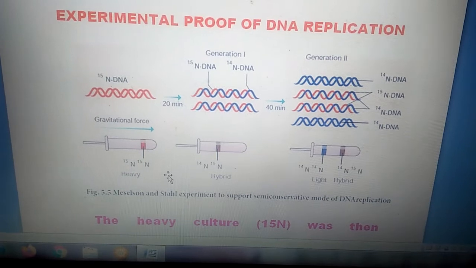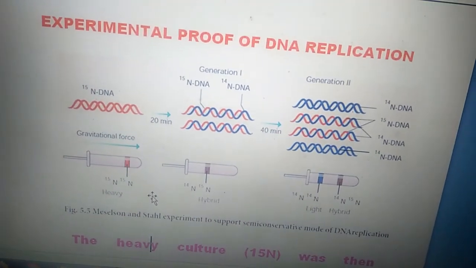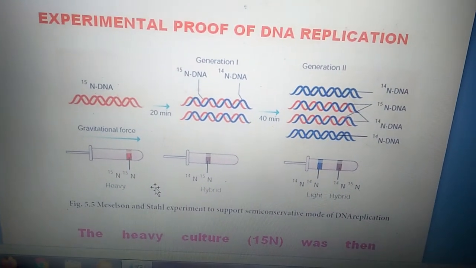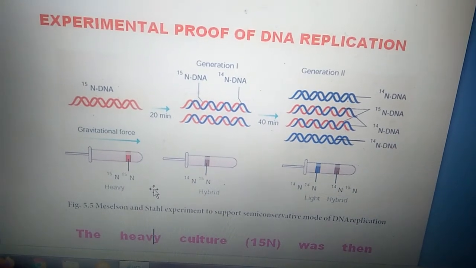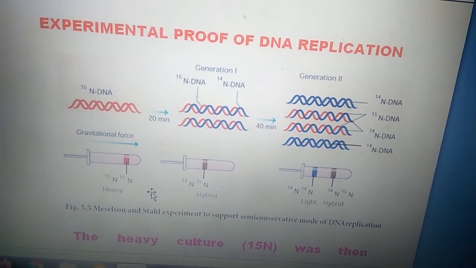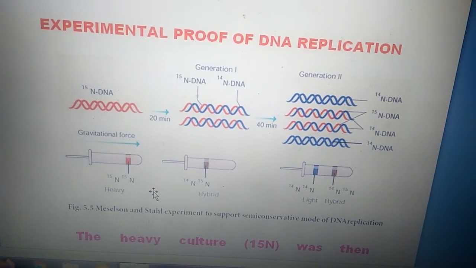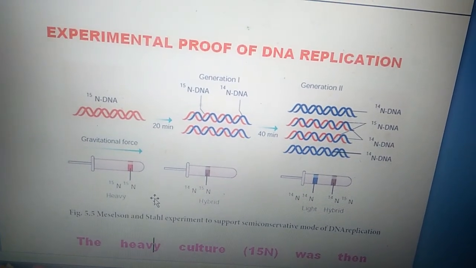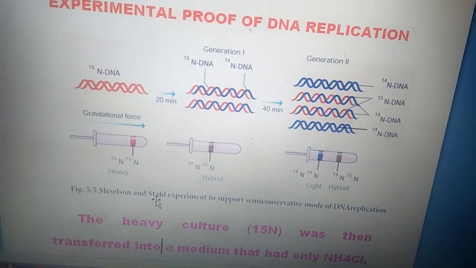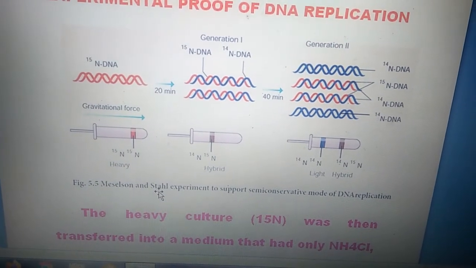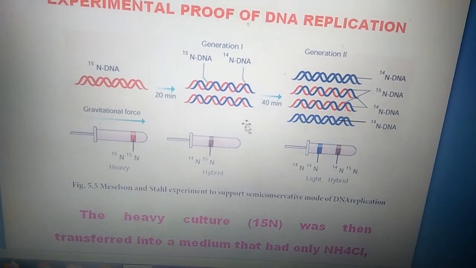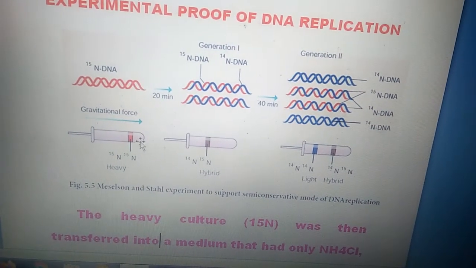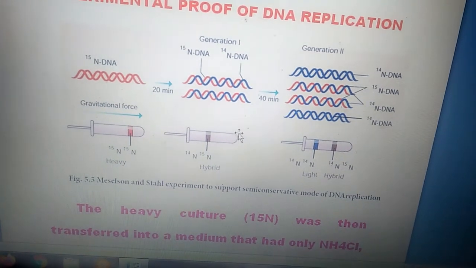The mode of DNA replication was determined in 1958 by Meselson and Stahl. They designed an experiment to distinguish between semi-conservative, conservative and dispersive replication. The heavy culture was grown in a medium in which the nitrogen source contained the heavy isotope 15N, and the light culture was grown in a medium in which the nitrogen source contained the light isotope 14N for many generations.